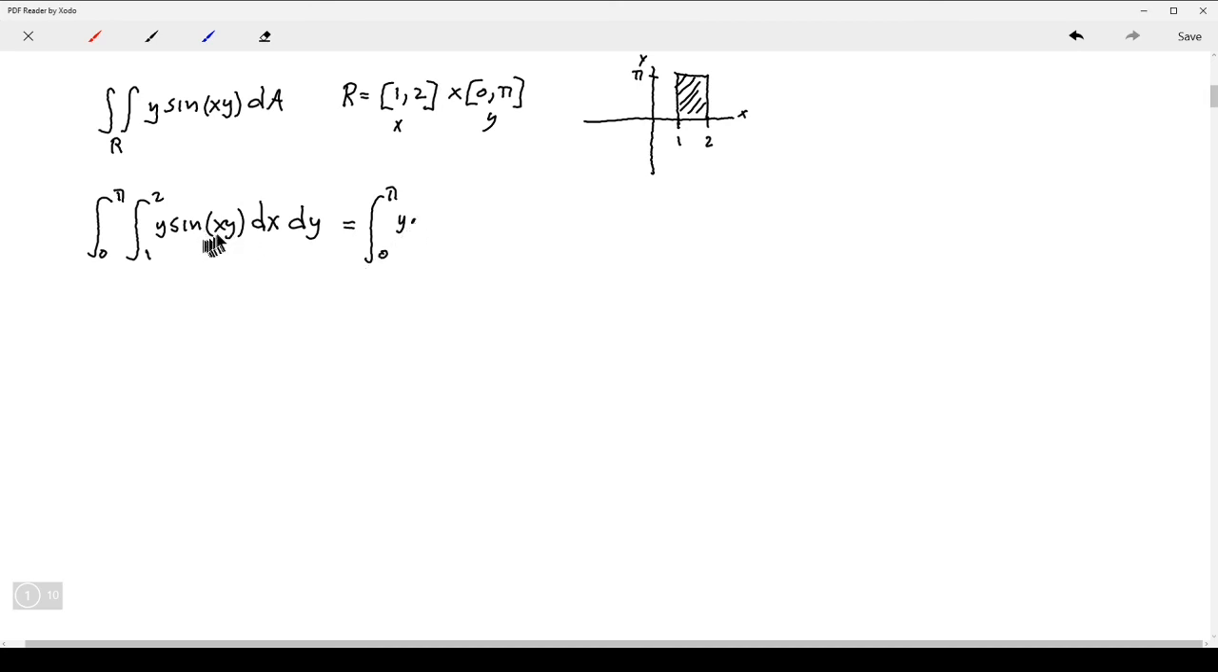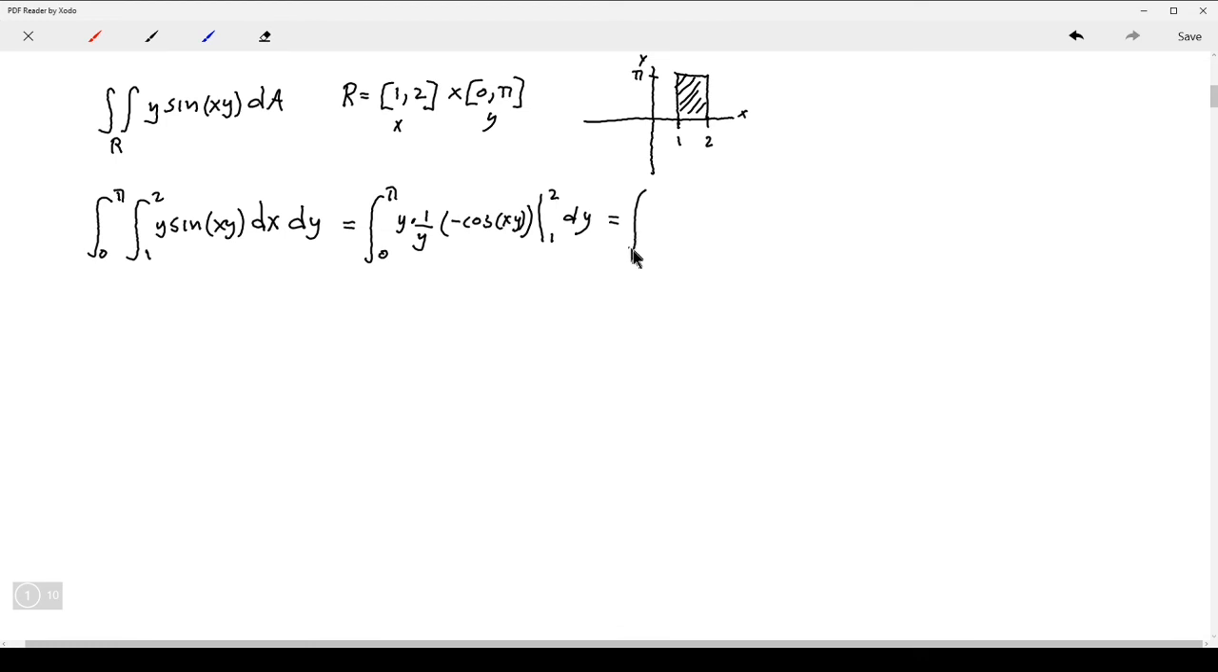When I do the antiderivative of sine xy, technically I have a u substitution. U is xy, y is a constant, so I'm going to bring the y down, which means I'm going to end up with a factor of 1 over y. Then the antiderivative of sine is negative cosine xy. And then we evaluate that from 1 to 2 dy.